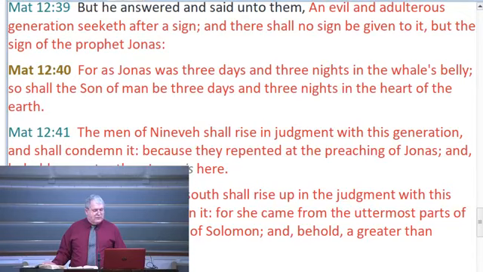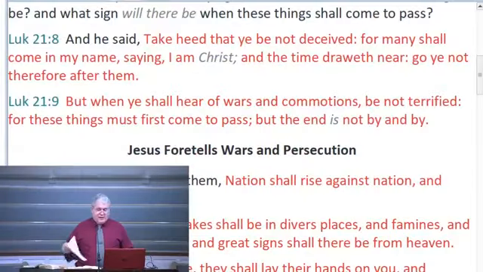The disciples said, what sign will there be when these things come to pass? Back at the beginning of the chapter. And he begins to tell them, sort of, an answer to their questions. When will it be? What sign will it be? He says, take heed that you be not deceived. Many shall come in my name, saying, I am Christ, and the time draweth near. Go ye not therefore with them. Is that the sign? No, that's not the sign. He says, that's not it. Don't be fooled. Lots of people claiming to be me are not it.